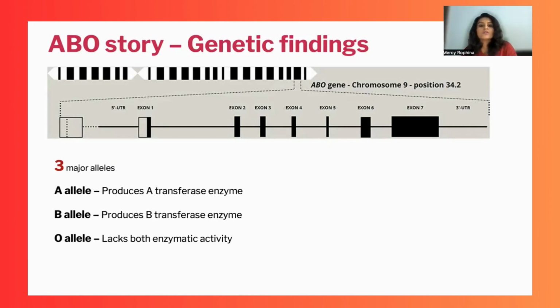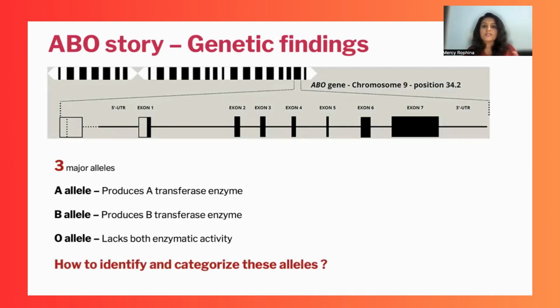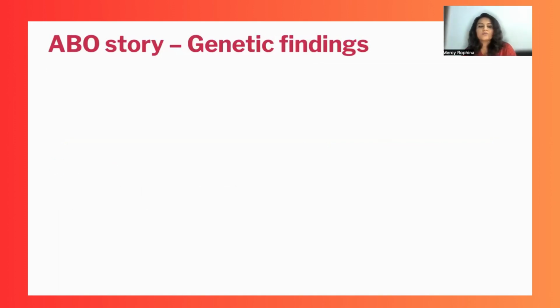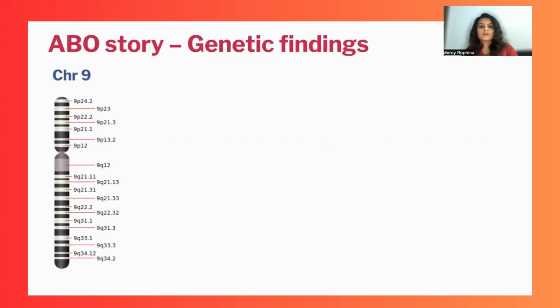Now that we know there are 3 different alleles which play a major role in deciding what enzyme is produced by a particular individual, the next step is to know how these alleles are categorized, or how we are going to identify these 3 different alleles. For that, we are going to put all the findings together in a bigger picture.